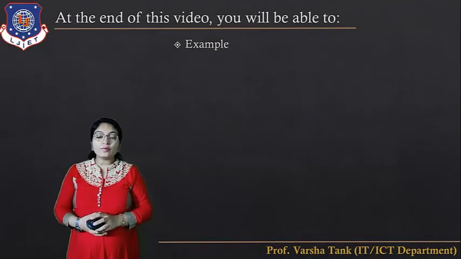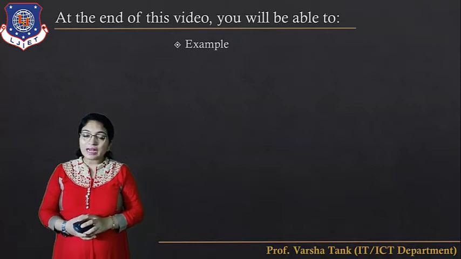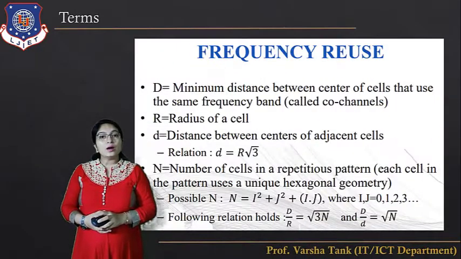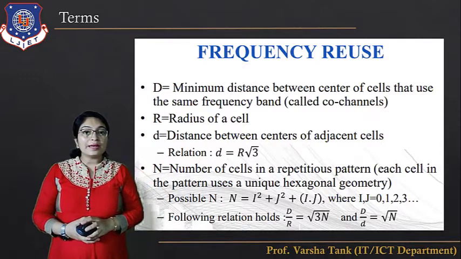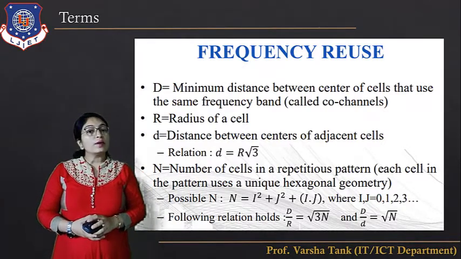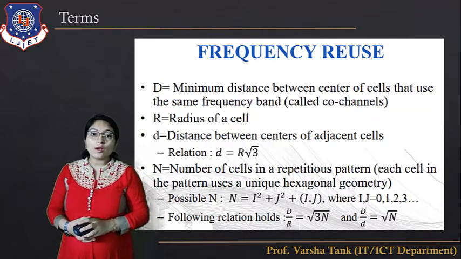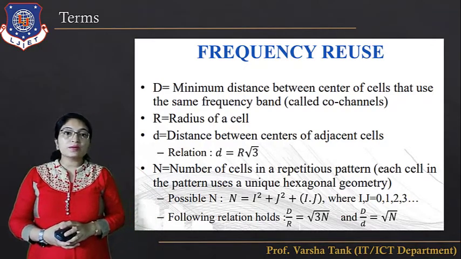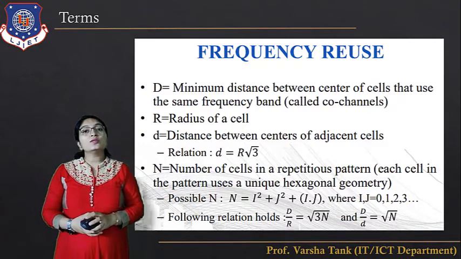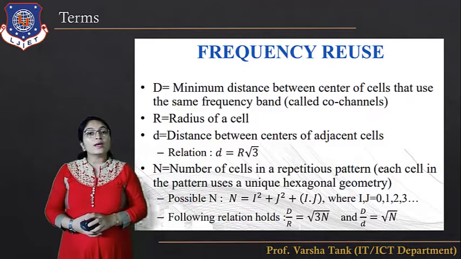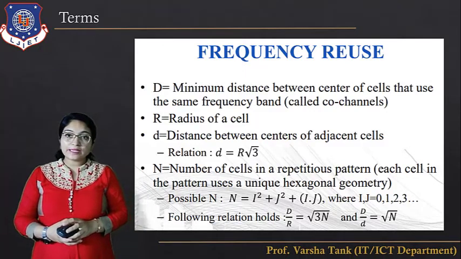So in this video we will learn about some examples related to this unit 2. Before starting the examples, let's recall some of the terms. When we are talking about frequency reuse, D is equal to the minimum distance between the centers of the cells that use the same frequency band, or we can say the co-channels. R is the radius of the cell.